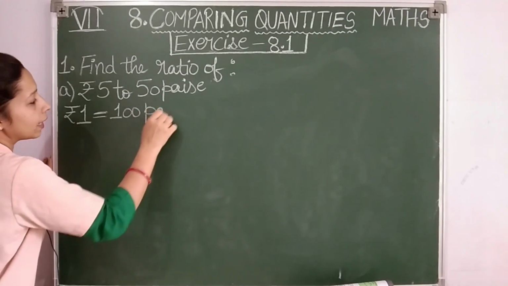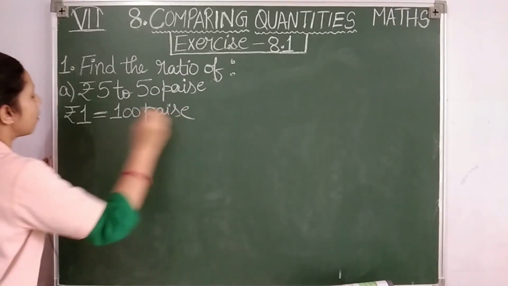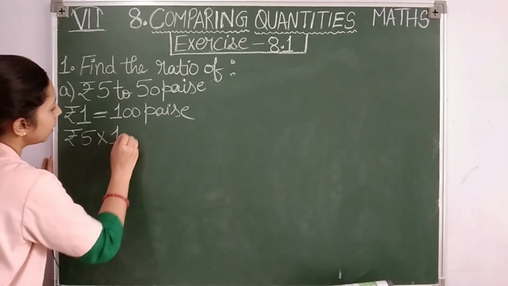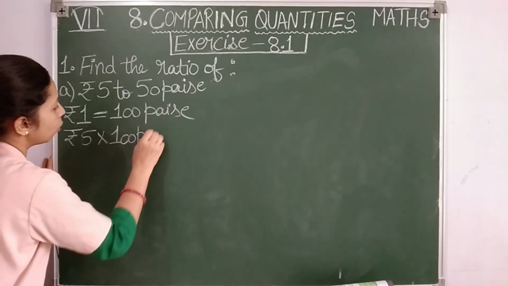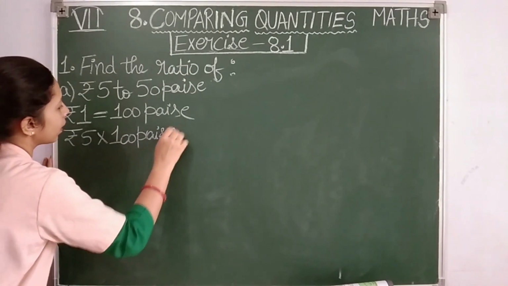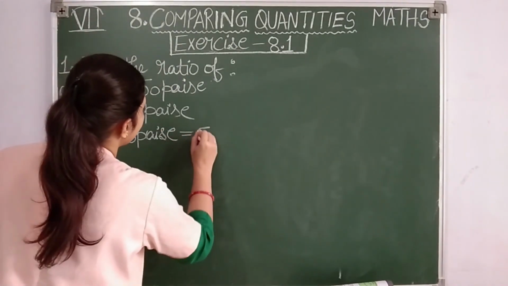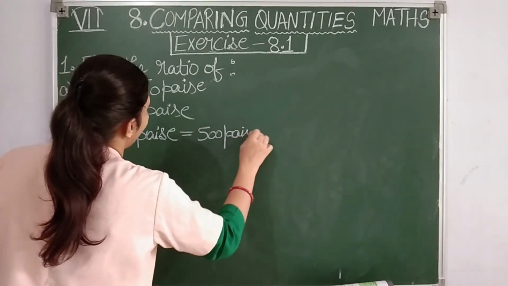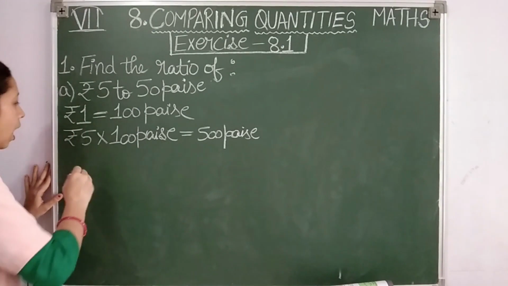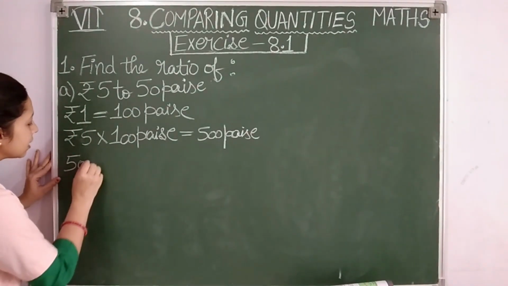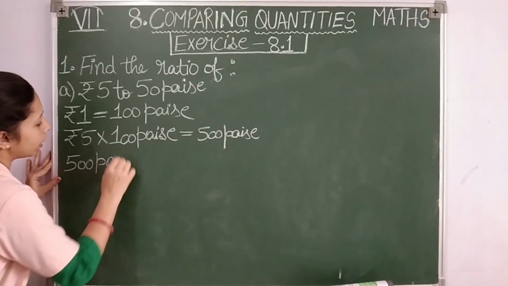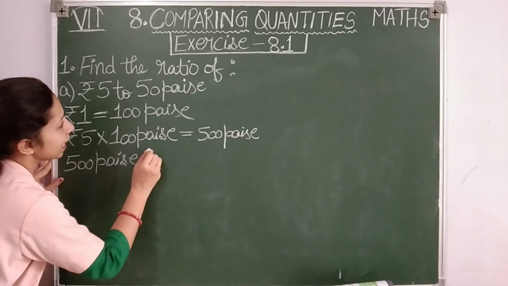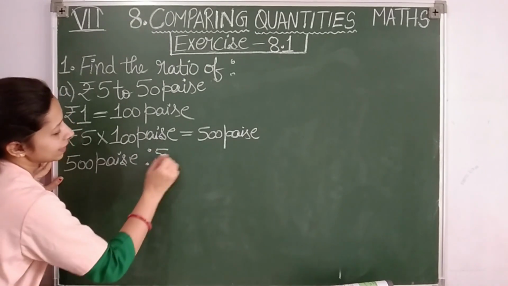100 paise, isn't it? In the same manner, rupee 5 will be multiplied with 100 paise to convert it into paise. So rupee 5 into 100 paise will give us 500 paise. Clear? Now let us write like this, 500 paise. So in place of rupee 5, now I am writing it as paise. 500 paise is to 50 paise. Clear students?